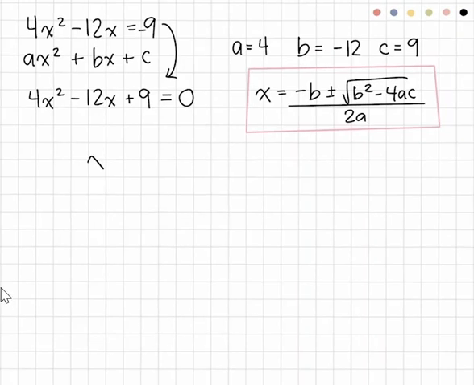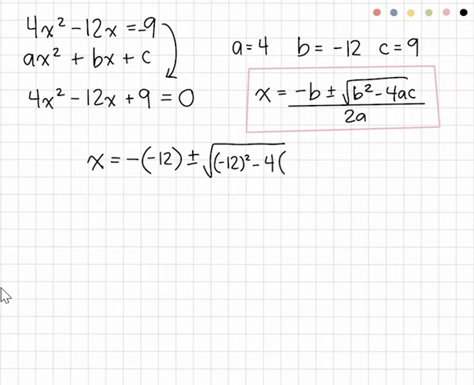Sorry about that. So it's x, perfect, equals, where was I here? Negative b. So this is what you're going to write. You write minus, and your b value is negative 12, so you have to write it like that, right? Plus or minus the square root of negative 12 squared minus 4, and then my a value is 4, and my c value is 9, divided by 2a, so that's 4.